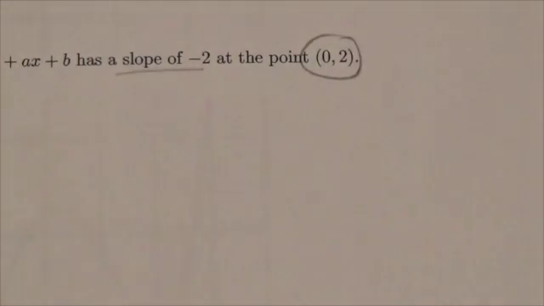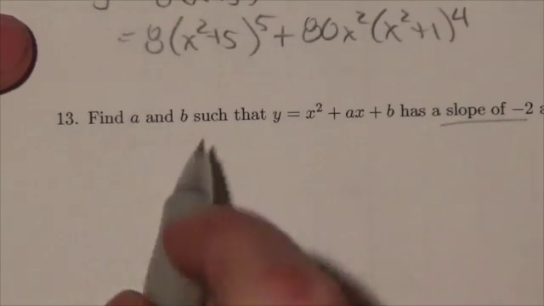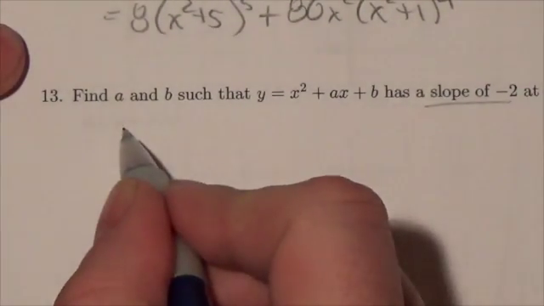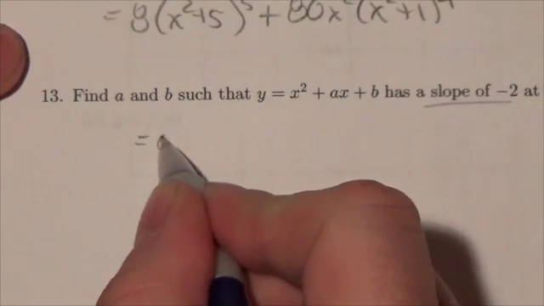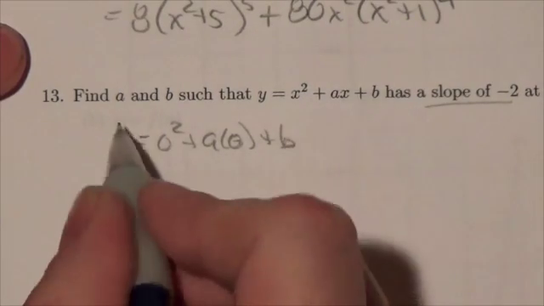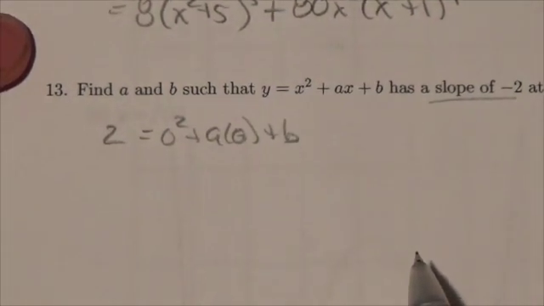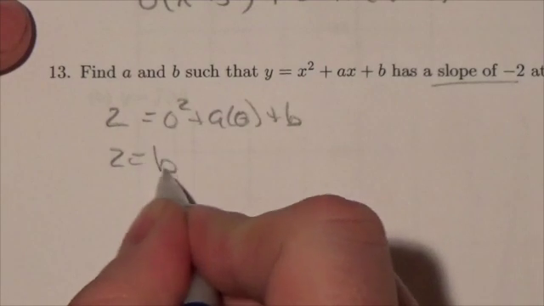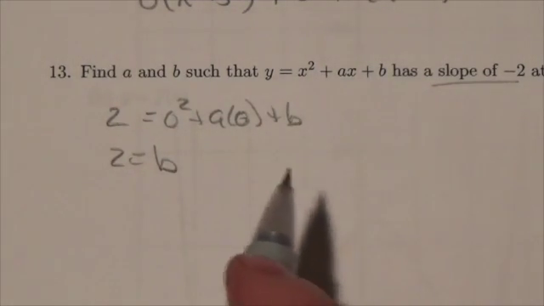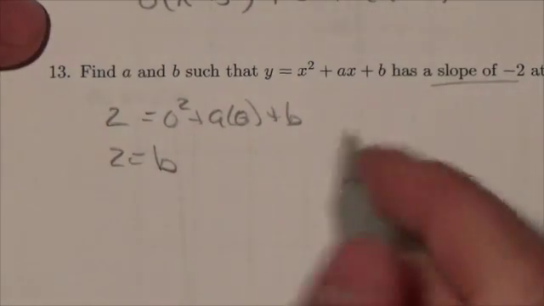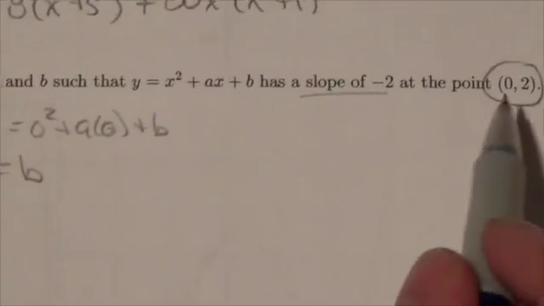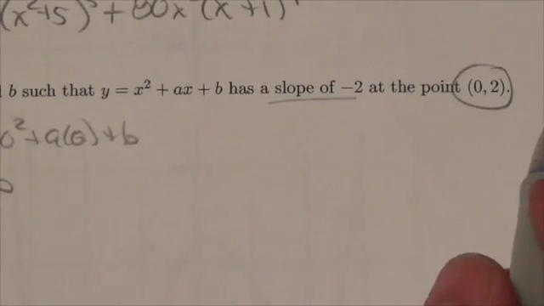And it's the fact that it goes through the point 0, 2. This function goes through the point 0, 2, meaning when x is 0, so 0 squared plus a times 0, plus b, the y-coordinate is 2. Well, that immediately means that b is equal to 2. Oftentimes people will do the work and get stuck just trying to figure out what that b is, because they forget that that's what that little bit of information is telling.